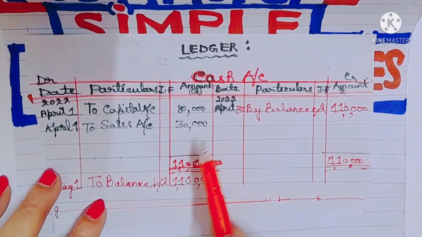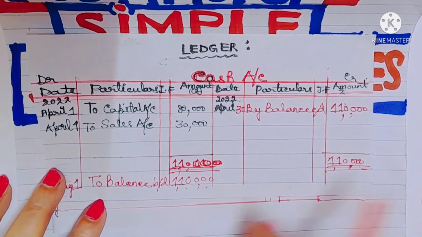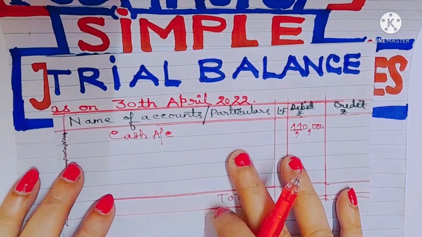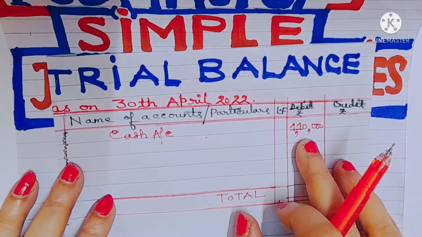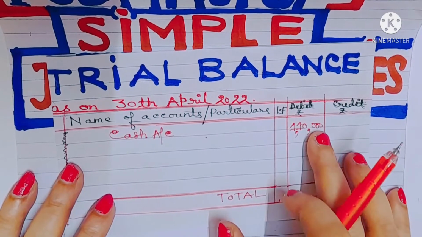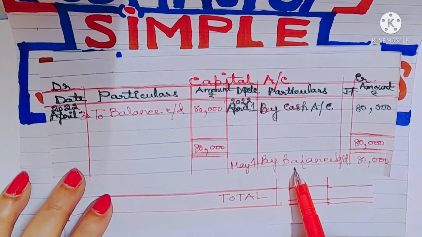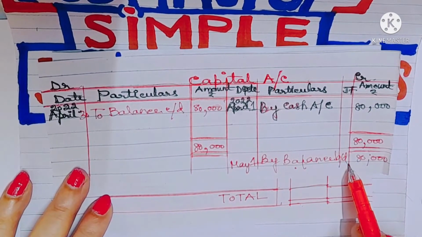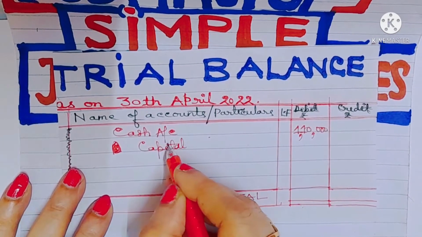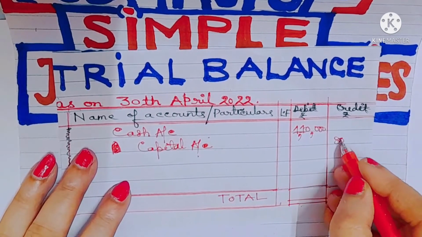Cash account balance. Cash account is a debit balance. To balance b/d 1,10,000. So let's write 1,10,000 in the debit column. Always remember, cash account is a debit balance, and that is the reason we are writing 1,10,000 in the debit column. Let's see the next account. See, capital account. Capital account is a credit balance. By balance b/d 80,000. So let's write capital account is a credit balance. That is the reason we're writing 80,000 in the credit column.